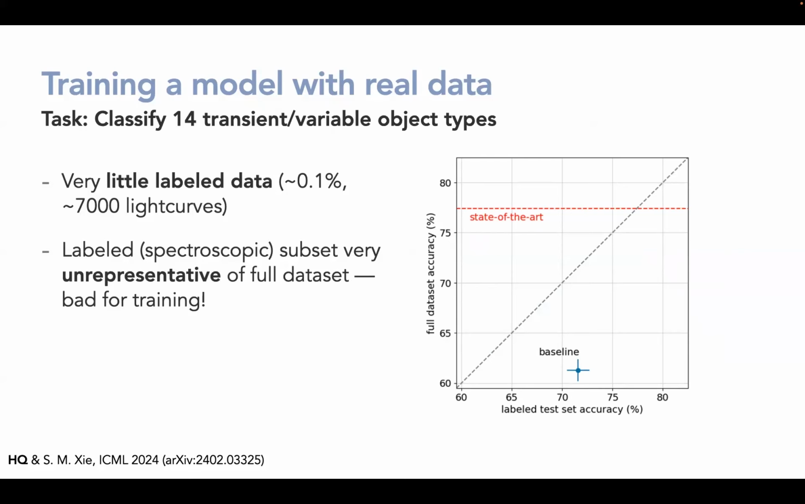And this is, again, on 14 transient and variable object types. So a much more realistic and difficult problem than just doing type 1A versus non-1A. And the y-axis is the accuracy on the full data set. So you can see that it's doing around 61% accuracy. And we do have a state-of-the-art result for this data set, which is the red line, and that's around 77%. So you can clearly see that there's a lot of space for improvement, but also we ignored all of the problems that I just talked about. So what kinds of things can we do to improve this performance?